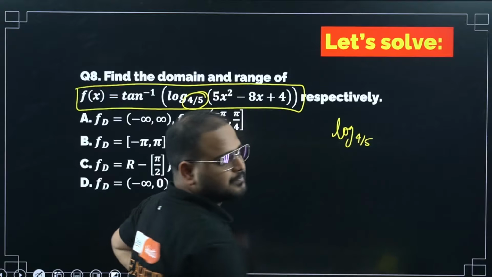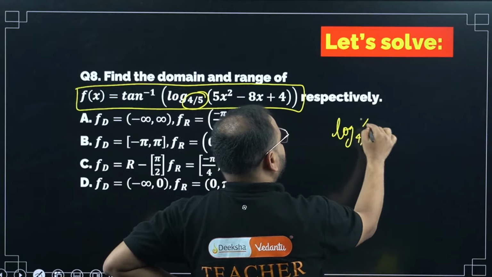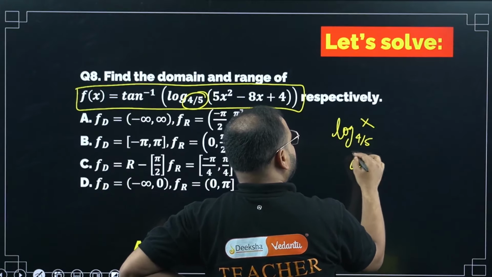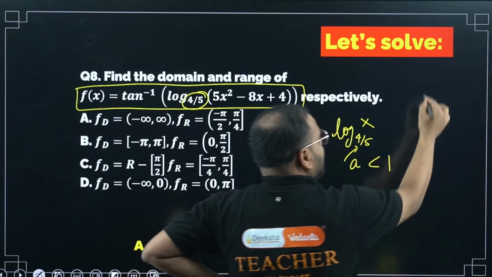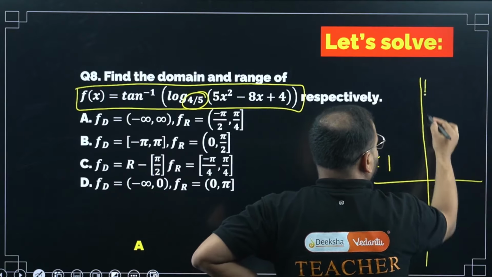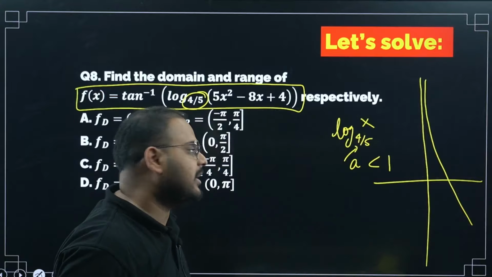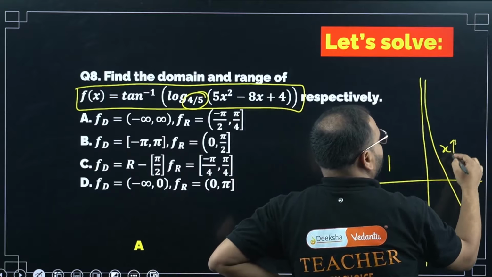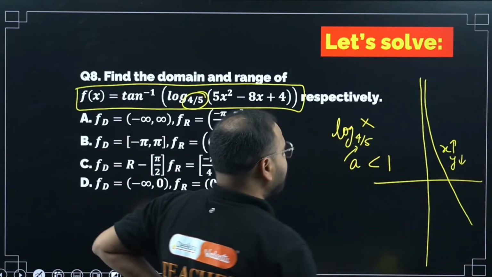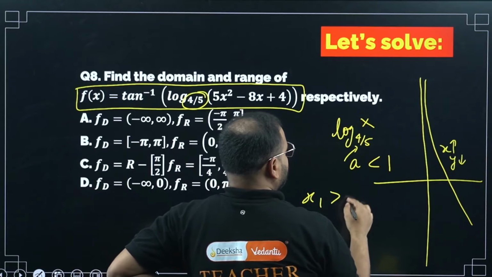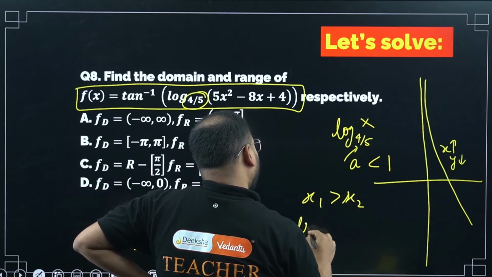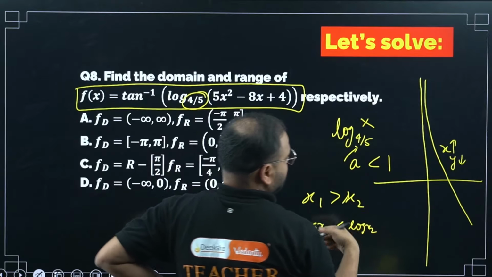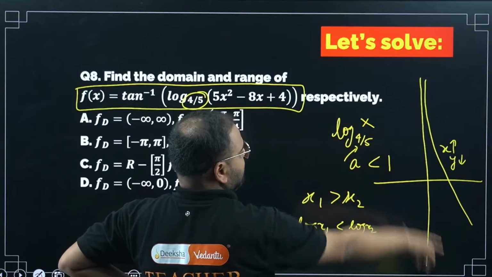Let's get this part clear. If I'm writing log x to the base 4 by 5, for this function, what is the base value? The a value is 4 by 5, which is less than 1. So the graph of log will be a decreasing function, inverted like this. If I increase the x value, y will be decreasing. Basically, if x1 is more than x2, then log of x1 will be less than log of x2 because it is inverted.